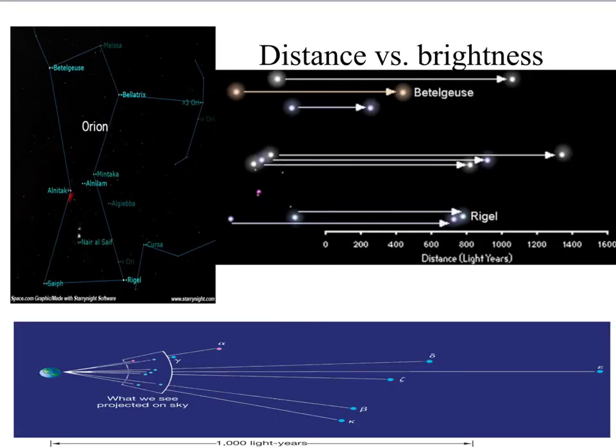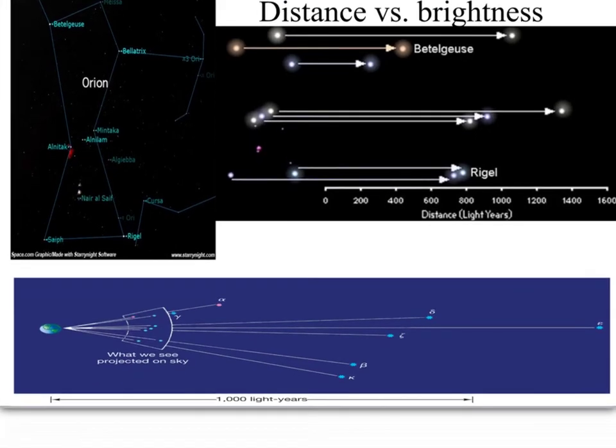Looking again at the Orion constellation, there are drastic differences in the distances between these stars. There's over 1,000 light years between Earth and the most distant star in Orion, but yet we can see them all.